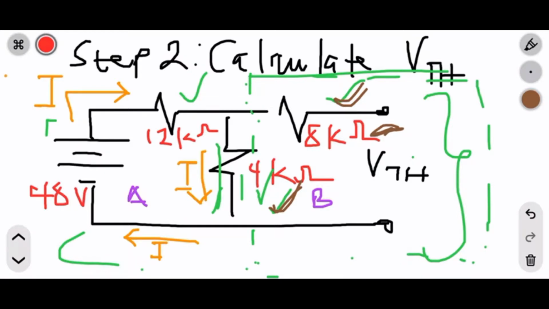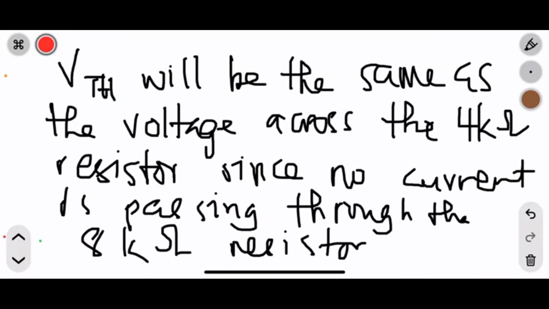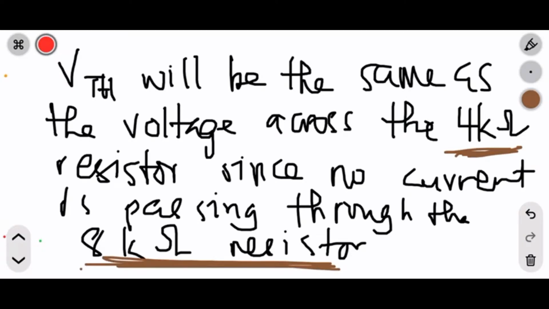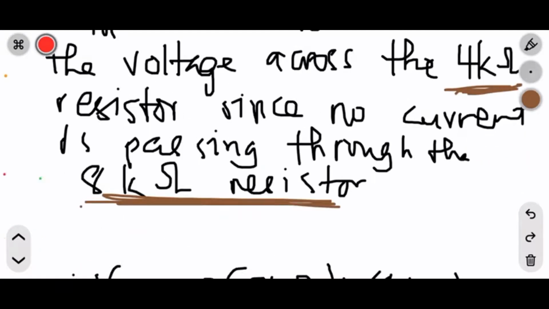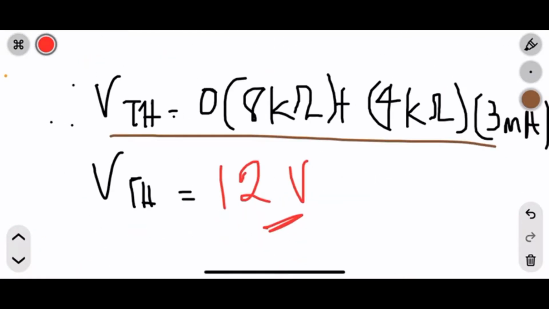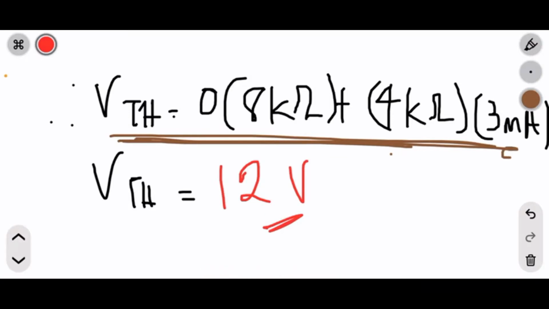You understand? So when you are taking the loop, you see that the voltage VTH will be the same as the voltage across the 4 kilo ohm resistor. The reason being that no current will be passing through the 8 kilo ohm resistor. So we write the equation for that path: 0 times the 8 kilo ohm plus the 4 kilo ohm times the 3 milliamps we calculated. And that will give you your VTH.